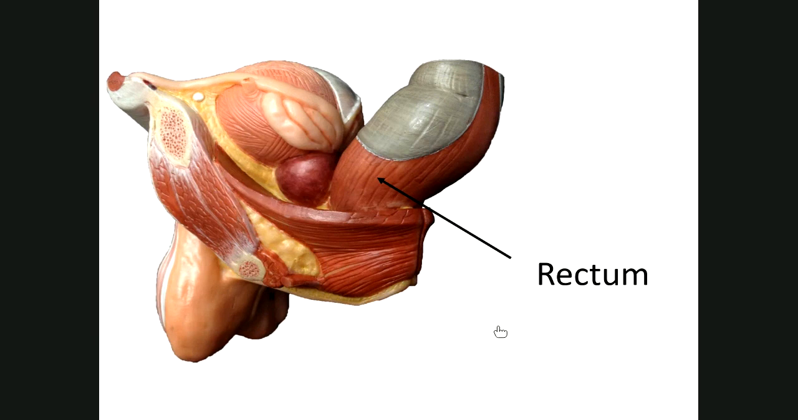Okay, they're both on 95. Okay. So again, here you can see the rectum, and you can see the urinary bladder in front. This is also another male model because you can see part of the scrotum there.